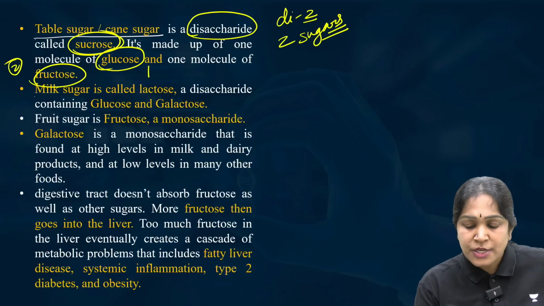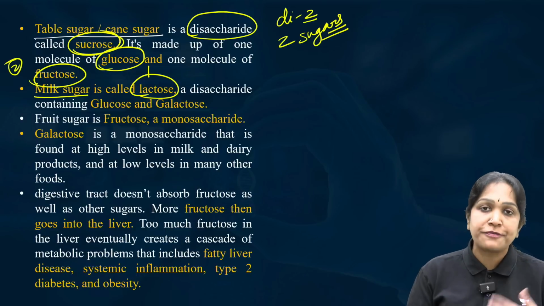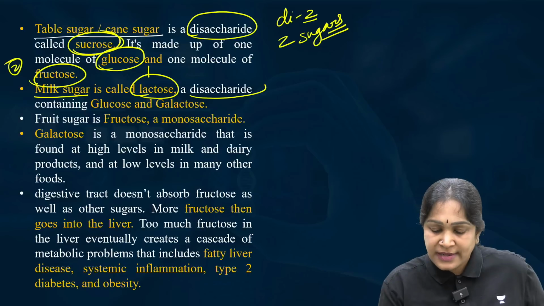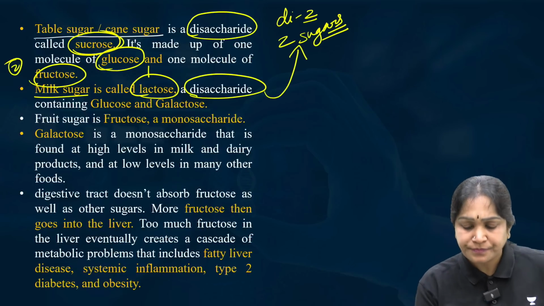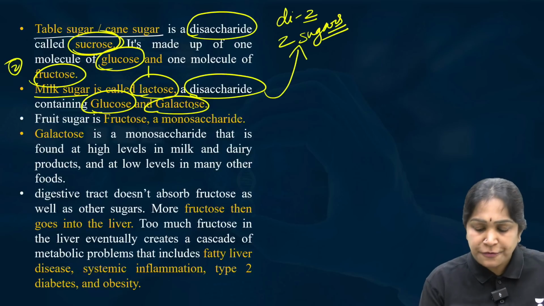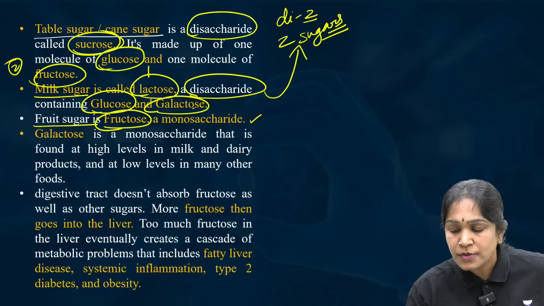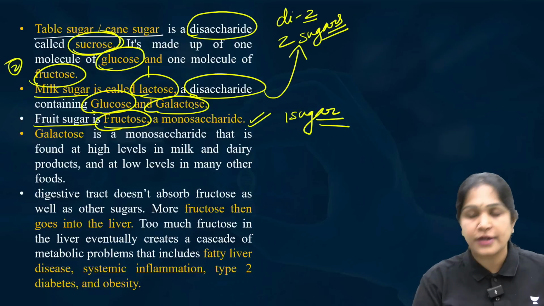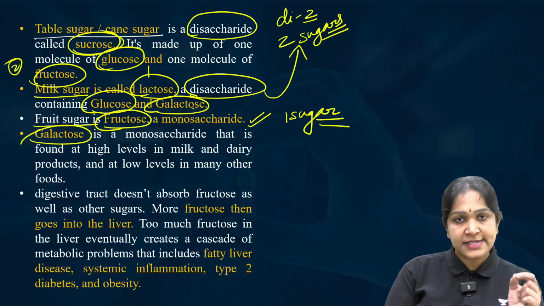Next, milk sugar is lactose. Lactose is milk sugar. The sugar found in the milk is lactose. This is also a disaccharide, means it will also have 2 sugars. What are they? Glucose and galactose. And then the fruit sugar is fructose. This is a monosaccharide. I mean this is only 1 sugar in the fructose. And then galactose, as we have already seen.